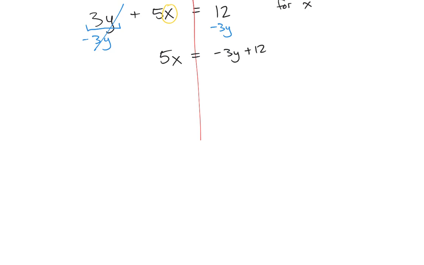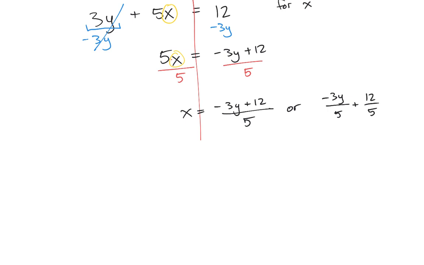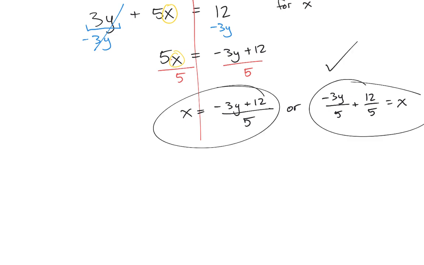They're not like terms. And then again, remember, we're solving for x, so I've got to get rid of that times 5. How do we get rid of times 5? We divide. So my final answer could be x equals negative 3y plus 12, all divided by 5. Or I could separate it and make it negative 3y over 5 plus 12 over 5. And that was what x was equal to. So either one of those is good. It's all good.